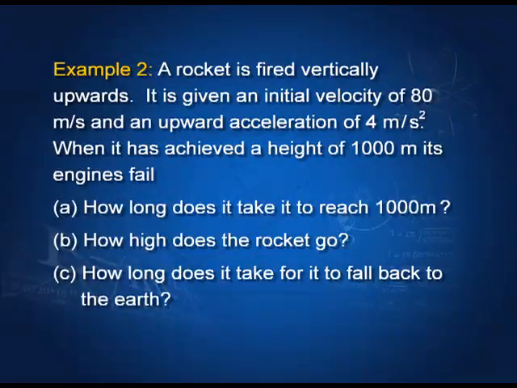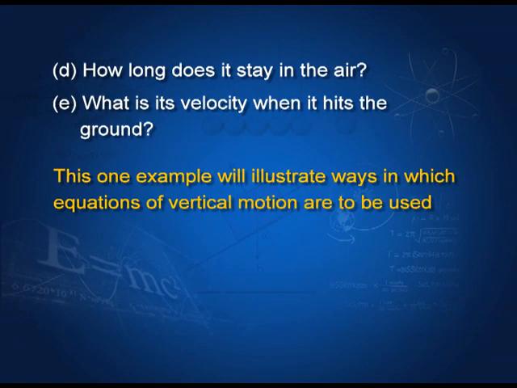So, we are asked how long does it take to reach 1000 meters, how high does the rocket eventually go, how long does it take for it to fall back to the earth, how long does it stay in the air, what is its velocity when it hits the ground. All these things can be found by using the three kinematic equations. So, let us start one by one.